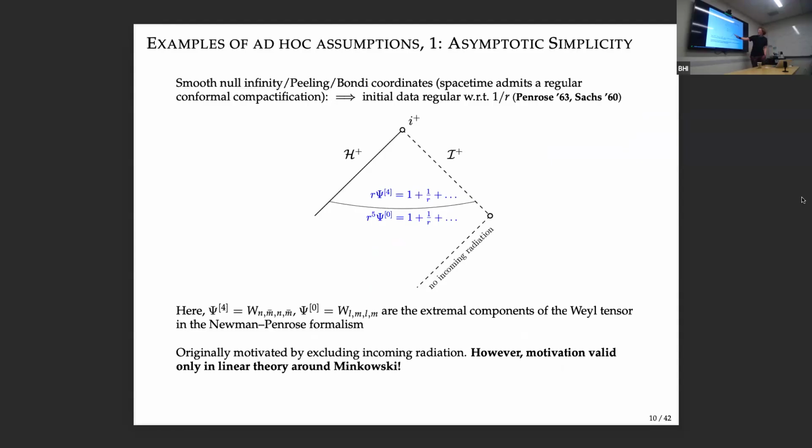So I told you that peeling holds for linearized gravity around Minkowski. Linearized gravity around Minkowski is basically like electromagnetism. I see. Okay, so peeling holds in electromagnetism. If you introduce now a curvature to your spacetime, then peeling will fail in just the same way it does here. So that is the story. Okay.